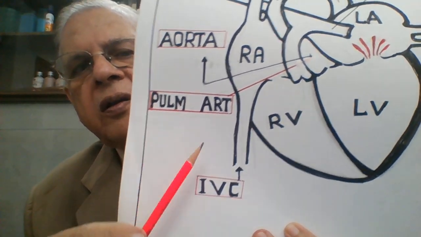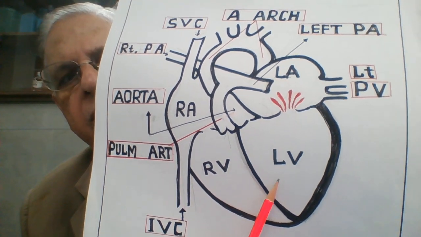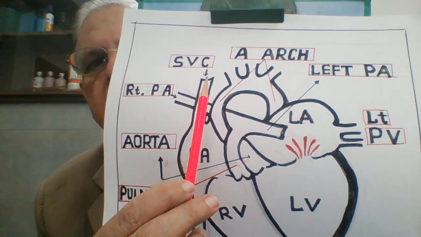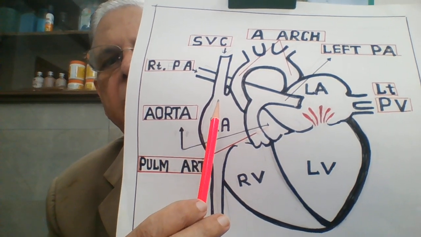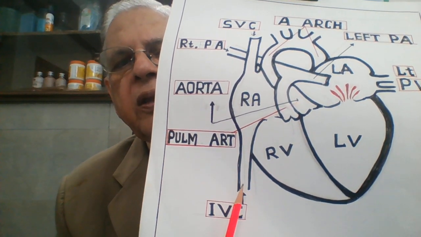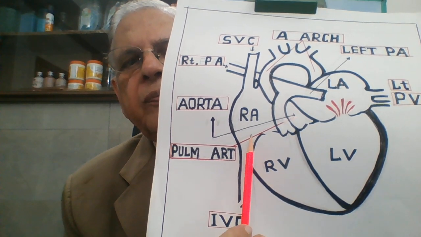this is the right ventricle, you know it very well. This is the left ventricle. This is the right atrium. This is the superior vena cava, SVC, bringing blood from the head and upper limbs, and this is the inferior vena cava, bringing blood back to the heart from the lower limbs and abdomen.